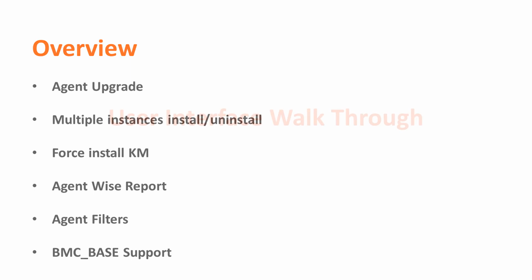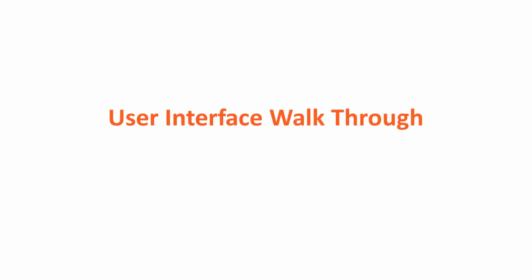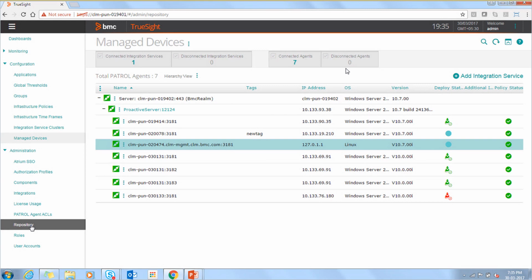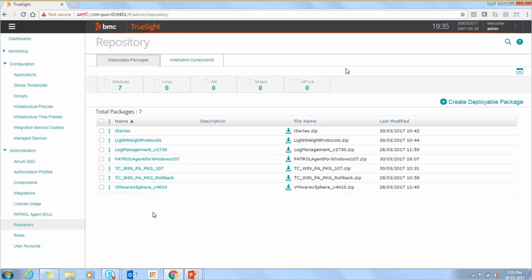So let's go through the user interface walkthrough. First is creating the package of patrol agent 10.7, because we want to create a patrol agent package before the upgrade. So let's go to the TSPS server. I have already logged in. I will navigate to administration and the repository. I have already imported a 10.7 repository here and I have created some of the default packages.